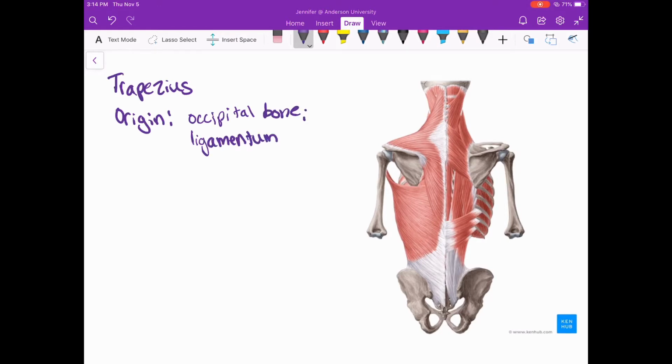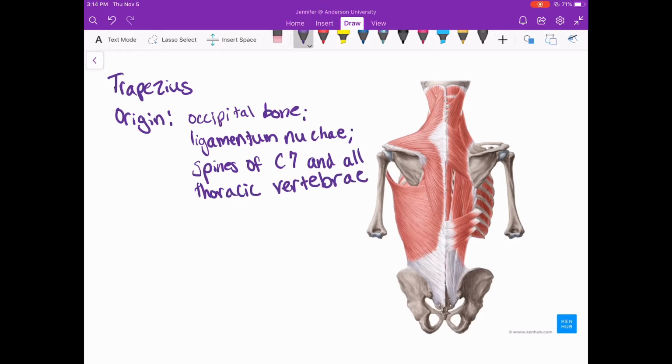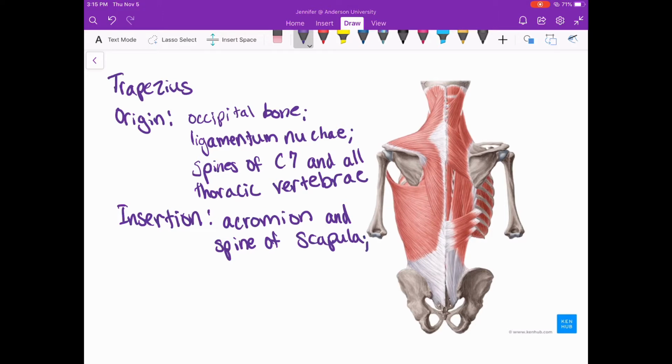The origin is the occipital bone, ligamentum nuchae, and the spines of C7 and all thoracic vertebrae. And the insertion is the acromion and spine of the scapula, and the lateral third of the clavicle. So as you can tell, that is a lot for the origin and insertion of this muscle.